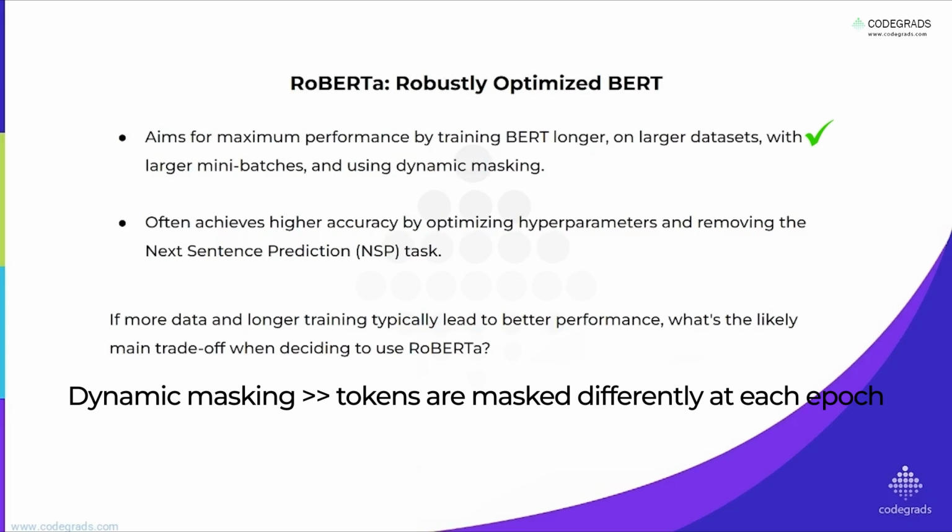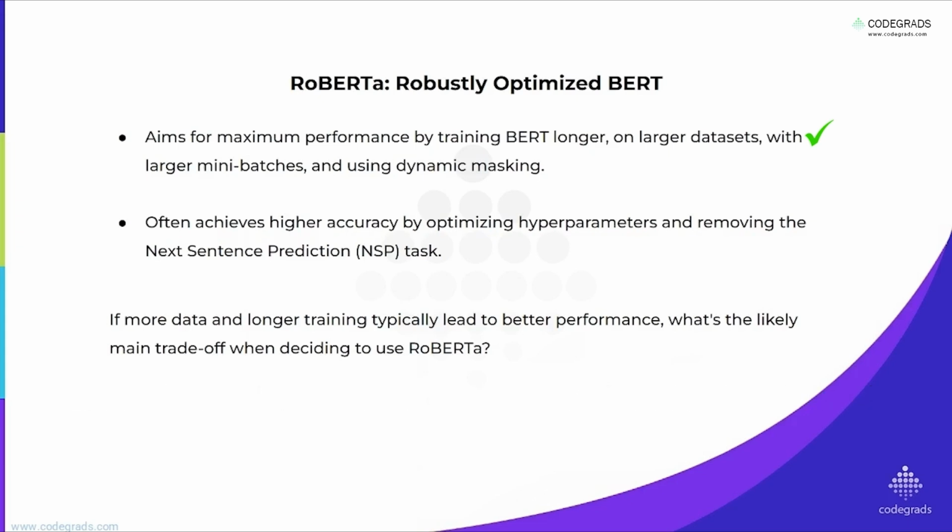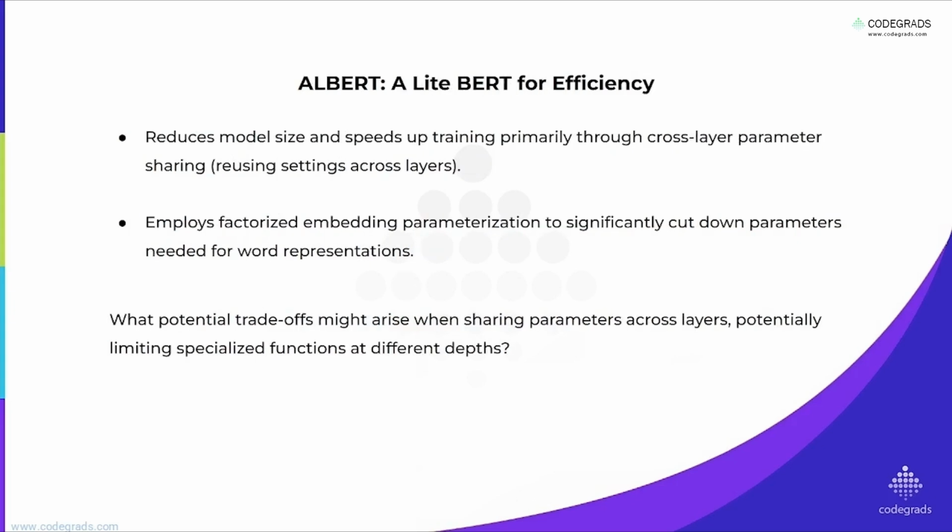Whatever the next sentence prediction we had discussed, the two main components in the training of the original BERT were masked language modeling and next sentence prediction. The next sentence prediction is removed from RoBERTa and it is trained for a longer time. So it often achieves higher accuracy by optimizing hyperparameters and removing the next sentence prediction task. We can say that it is faster and more accurate than BERT. So this is RoBERTa. Now let's see ALBERT.